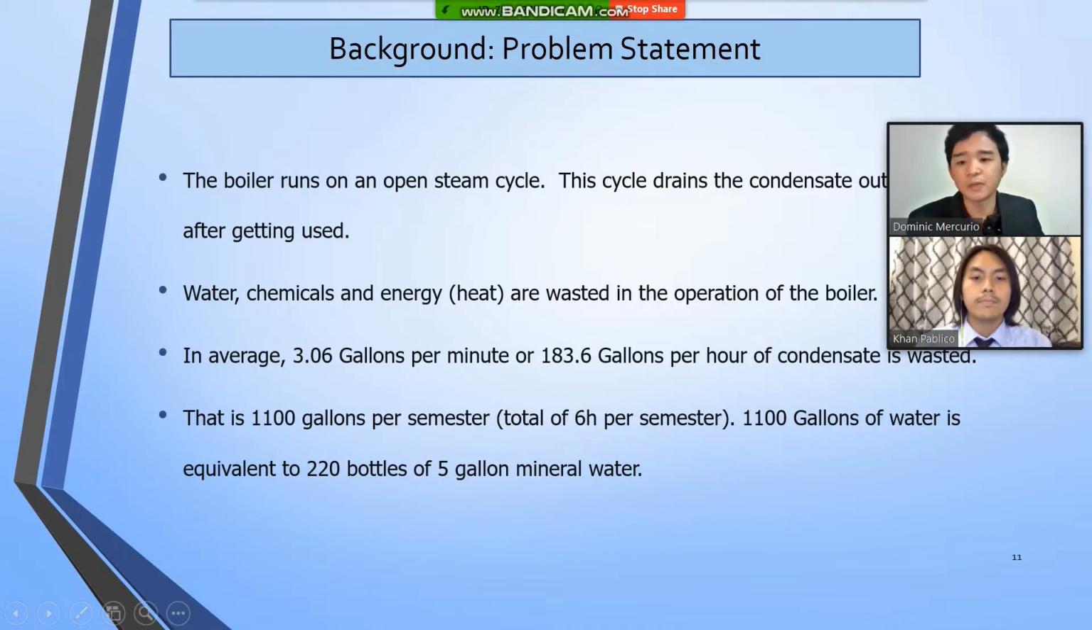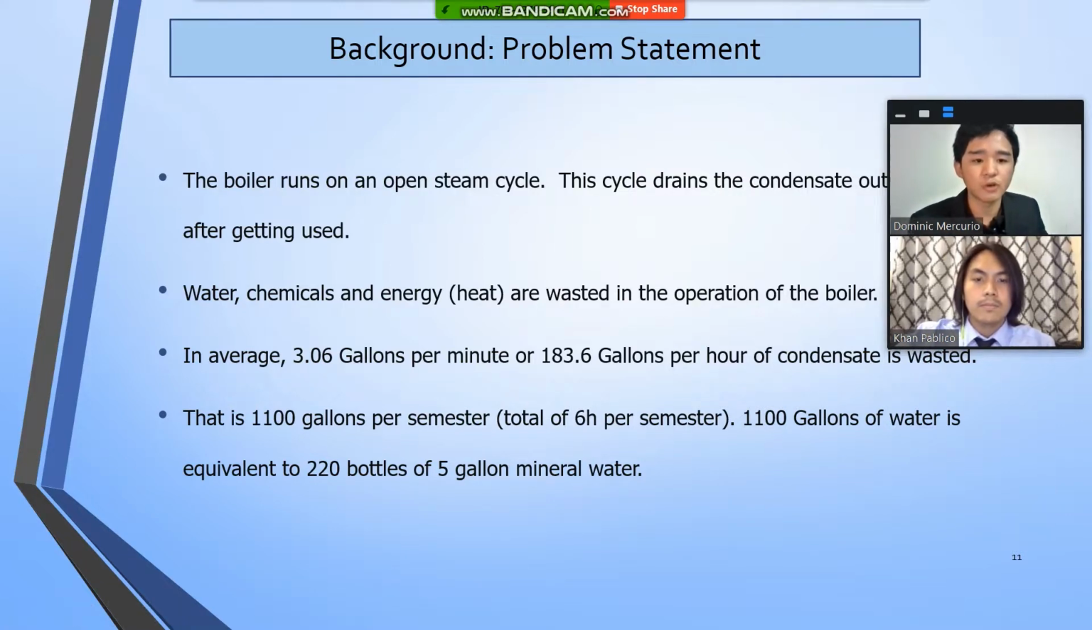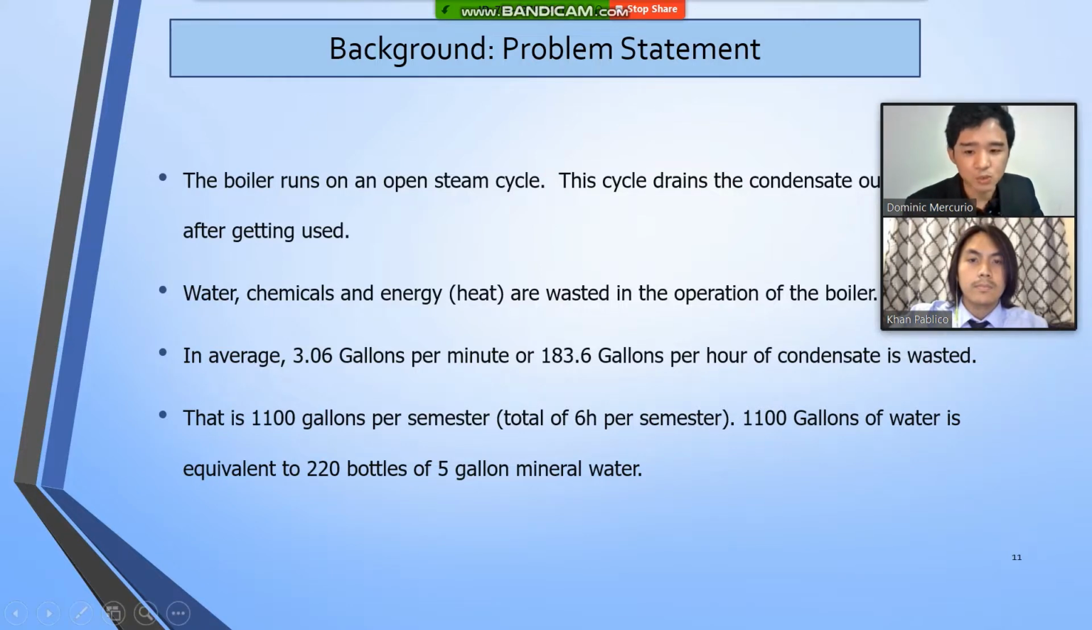The problem statement. The boiler runs on an open steam cycle. We will discuss that in the later slides. But this cycle drains condensate out of the system after getting used. So water, chemicals, and energy are wasted in the operation of the boiler. On average, about 3.06 gallons per minute or 183.6 gallons per hour of condensate is wasted. That is equivalent to 1,100 gallons per semester and more than 3,000 gallons per year.